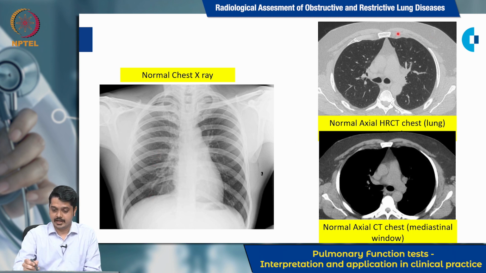This is the HRCT chest lung window. This is HRCT chest mediastinal window. In lung window, we are able to find the details of the lung. In mediastinal window, we are able to find the details of the mediastinum including the pulmonary vessels and nodes. This is the right main bronchus, this is the left main bronchus. This lung contains multiple dot and linear opacities which are normal structures, nothing but the pulmonary vessels.